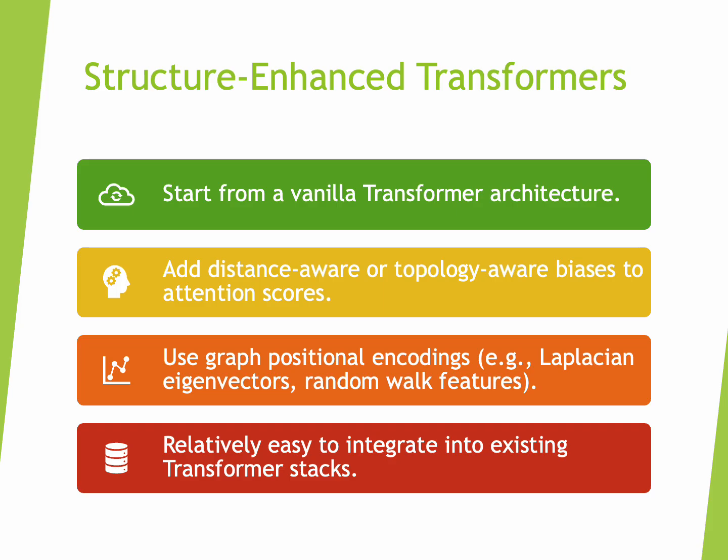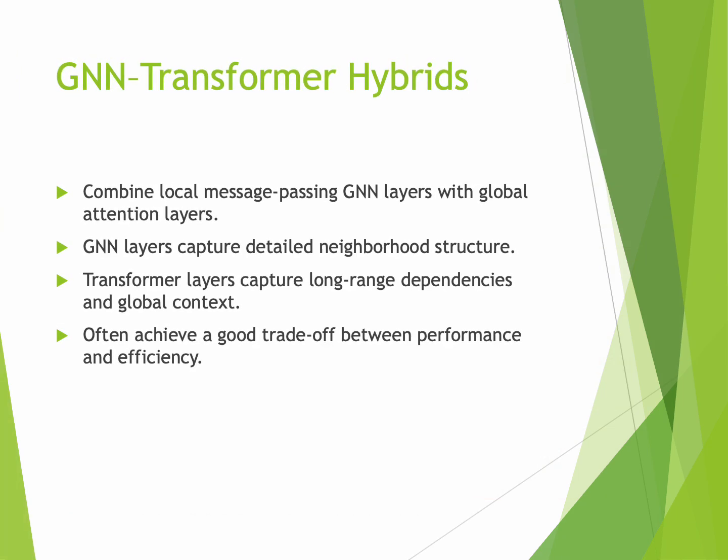Let's take the next one, GNN transformer hybrids. In hybrid architectures, we explicitly combine GNN layers with transformer layers. GNN layers focus on local neighborhood aggregation of information from immediate neighbors. Transformer layers then provide global attention, letting nodes attend beyond their local neighborhood. This combination often yields a good balance. We preserve the inductive bias of GNNs while gaining the global expressive power of transformers.